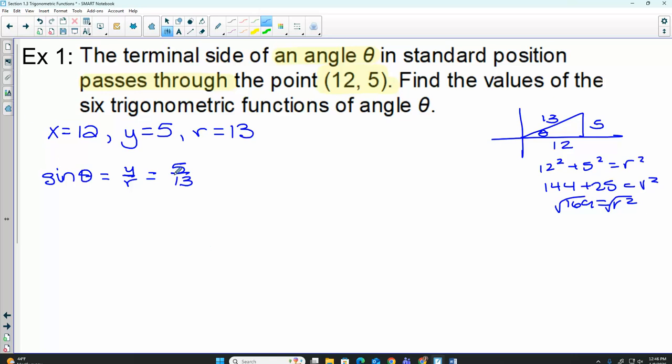If it reduces, do that, but keep it as a fraction. Because if I know sine, I can get its reciprocal. The reciprocal sign is cosecant. And you just flip it, r over y, so 13 over 5. So we want our answers as fractions in lowest terms.